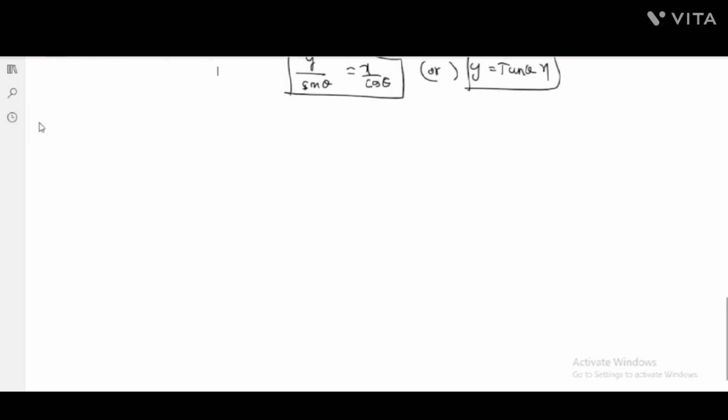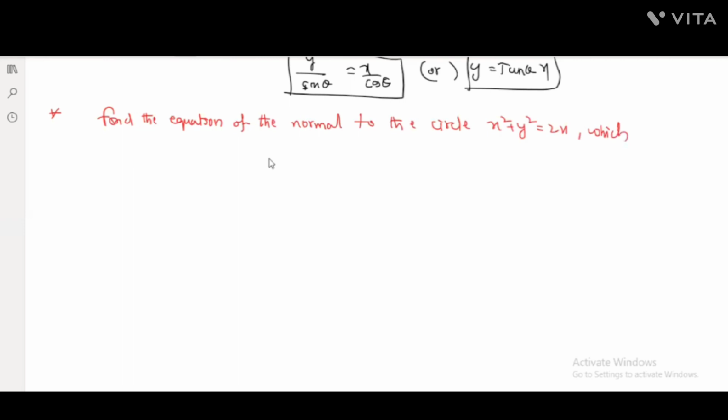So question number 1, first question. What is the question we have here is, find the equation of the normal to the circle x square plus y square is equal to 2x, which is parallel to the line x plus 2y is equal to 3. So let's see how to solve this question.